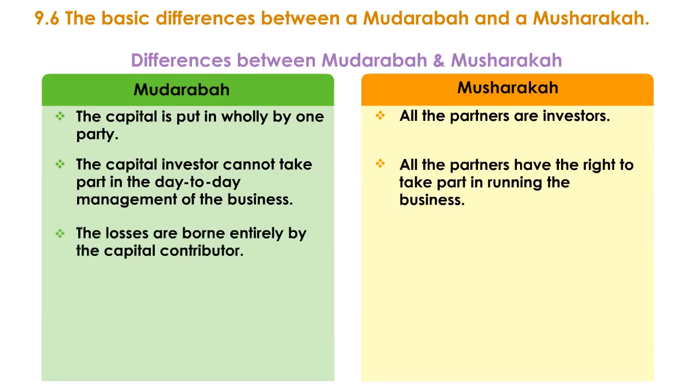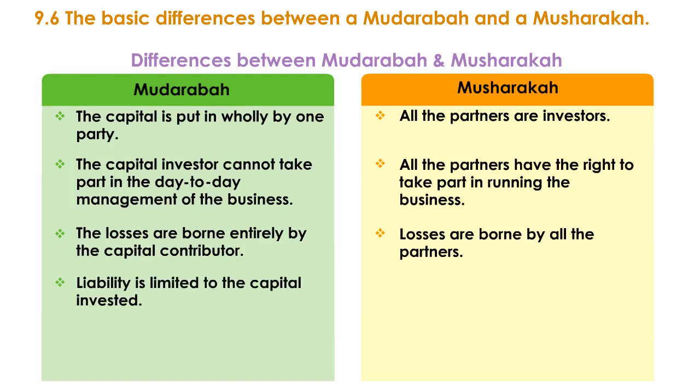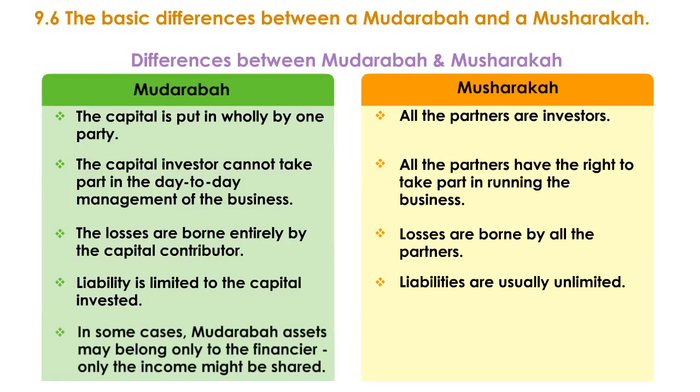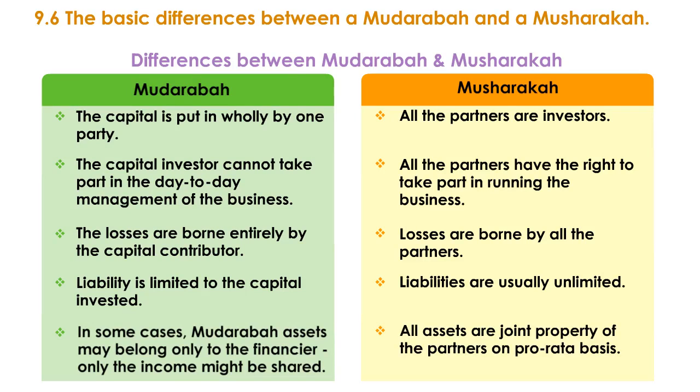In mudaraba, the losses are borne entirely by the capital contributor. But in musharaka, losses are borne by all the partners. In mudaraba, liability is limited to the capital invested, and in musharaka, liabilities are usually unlimited. In mudaraba, in some cases, mudaraba assets may belong only to the financier. Only the income might be shared. But in a musharaka transaction, all assets are joint property of the partners on pro rata basis.